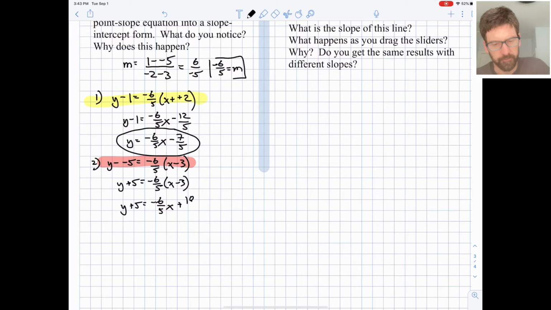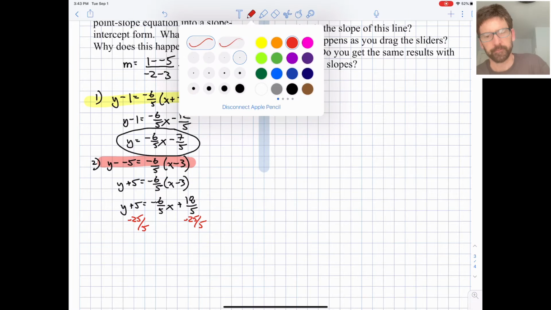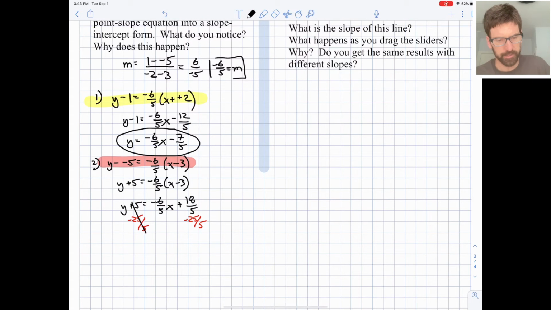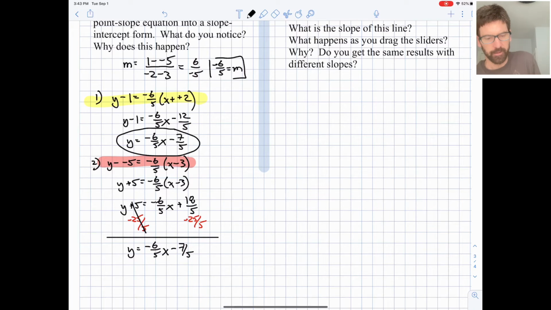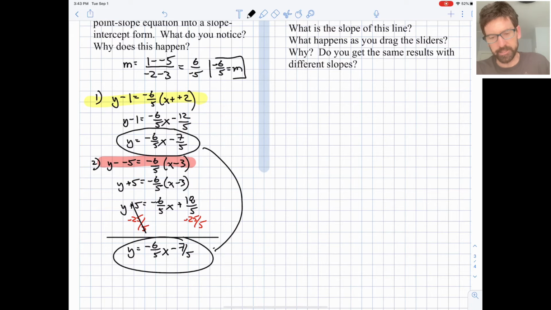plus 18/5, and let's subtract, and I'm going to get common denominators right away. Let's subtract 25/5 from both sides. Okay, so these cancel. And we get y is equal to -6/5 x minus, looks like 7/5 again. Okay, so that's the solution to that one, and I hope you can see that we got the same slope-intercept form. Why does this happen?